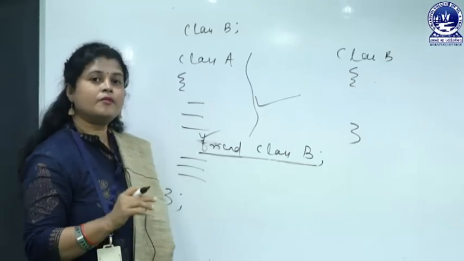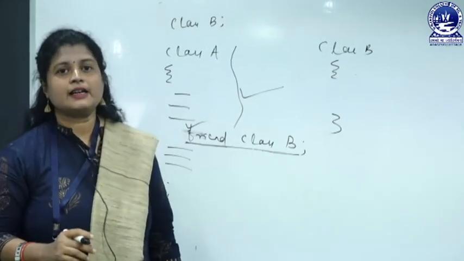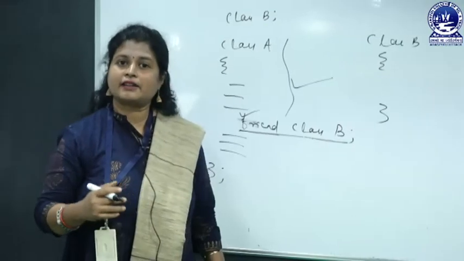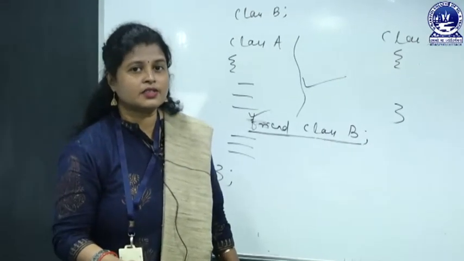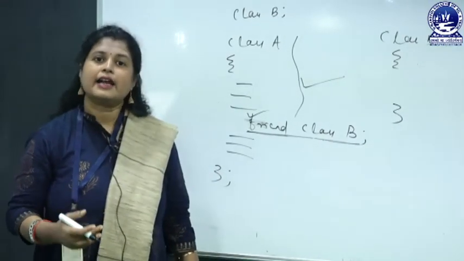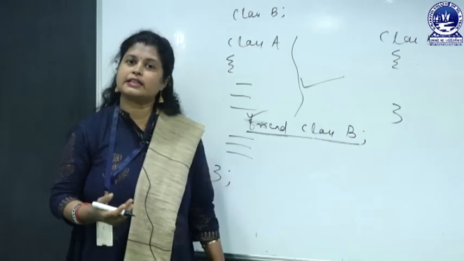I hope you have got some basic idea on friend function, friend class, why we use all those, what the syntax is and what the meaning of forward declaration is, etc.